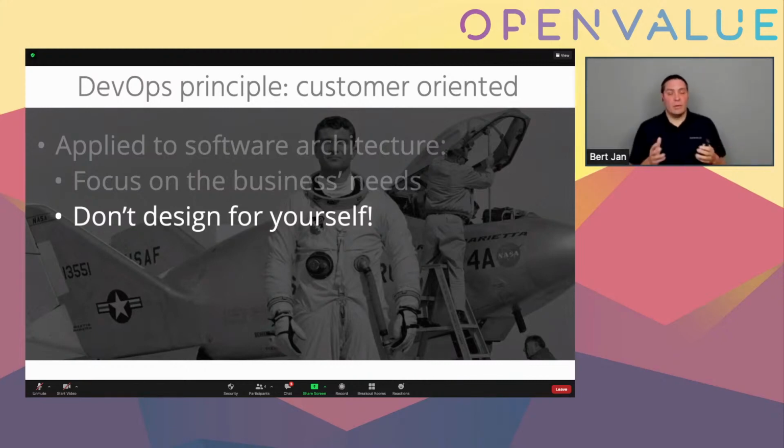You don't design architecture for you. You design architecture for, in the end, something that a team can build, that your end users can use to do their work better.